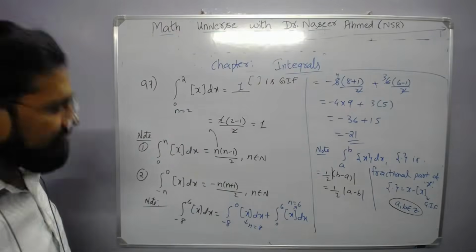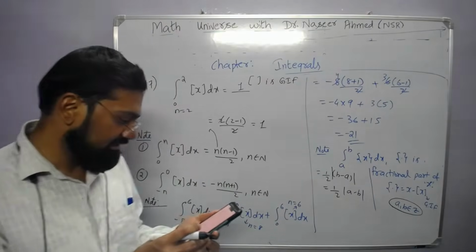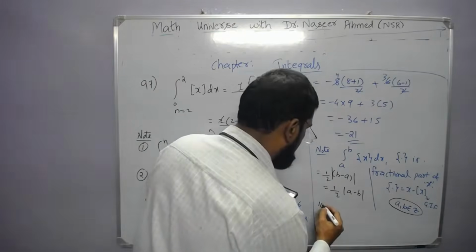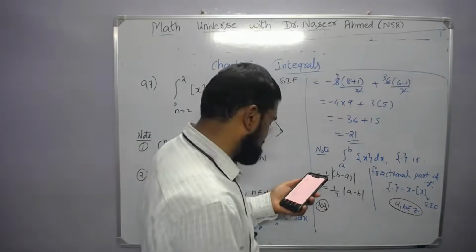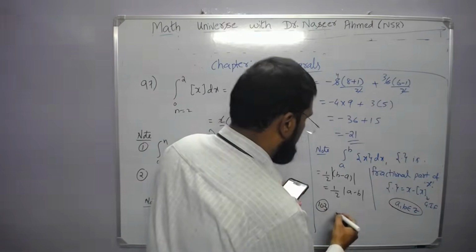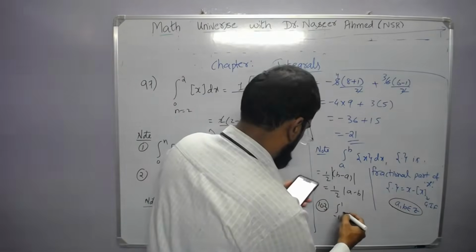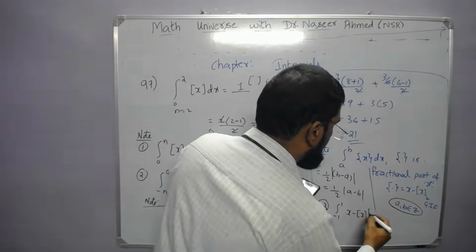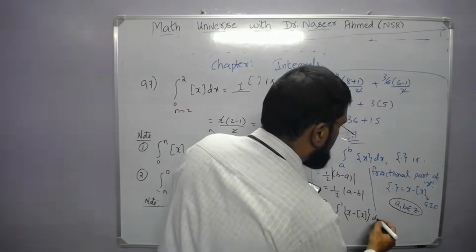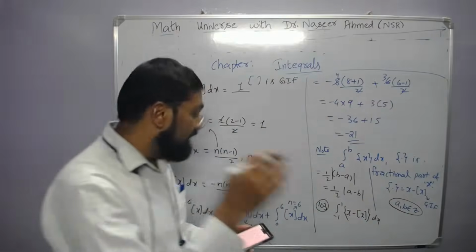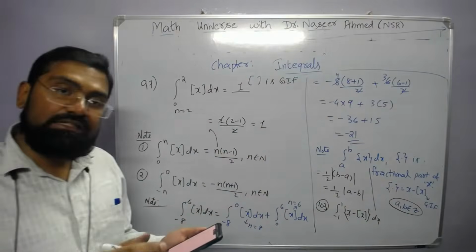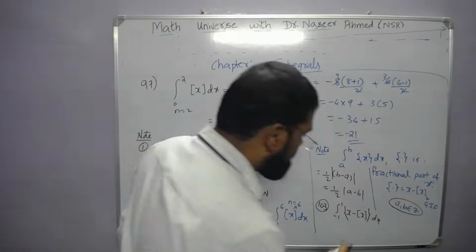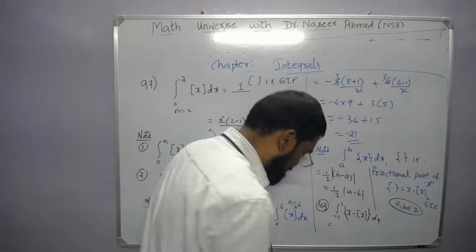Question number 103 says, integral of -1 to 1, x minus fractional part. Again, they have used a flower bracket. This flower bracket is not that flower bracket. In this question, they could have mentioned what it stands for. Now, what I said, formula. See carefully.